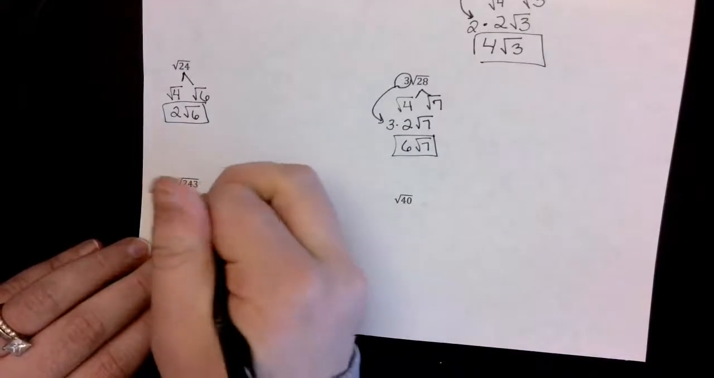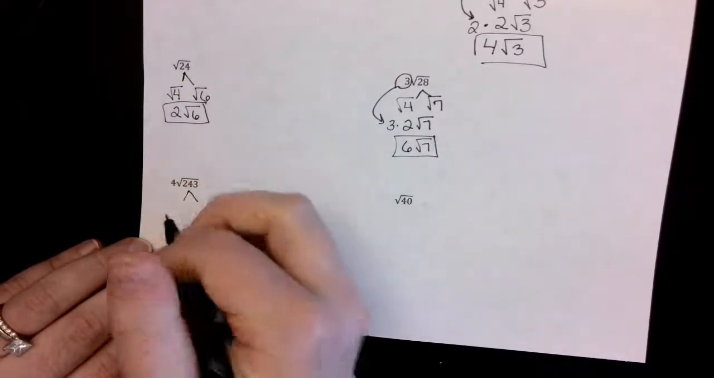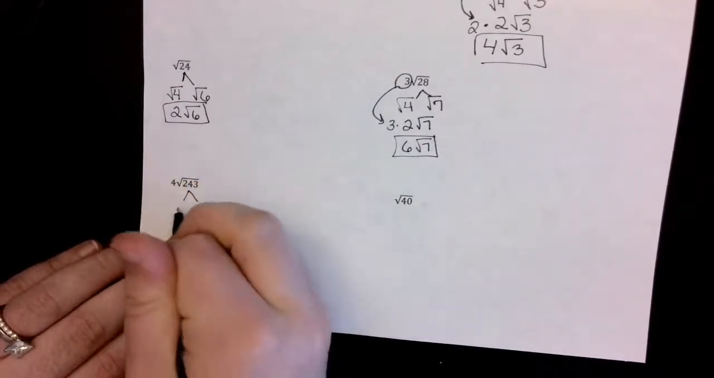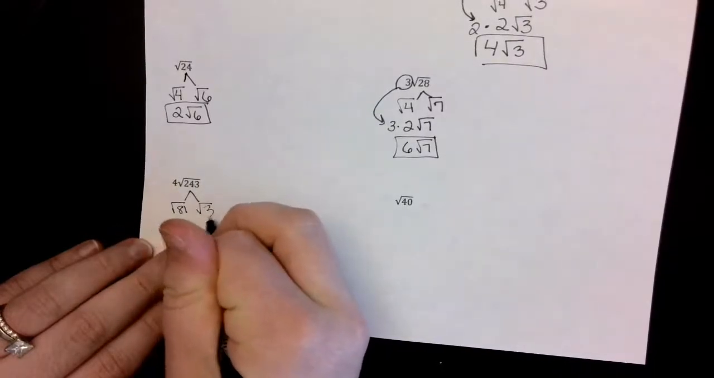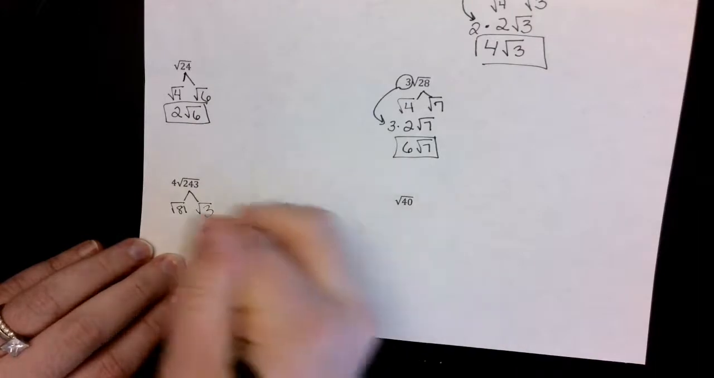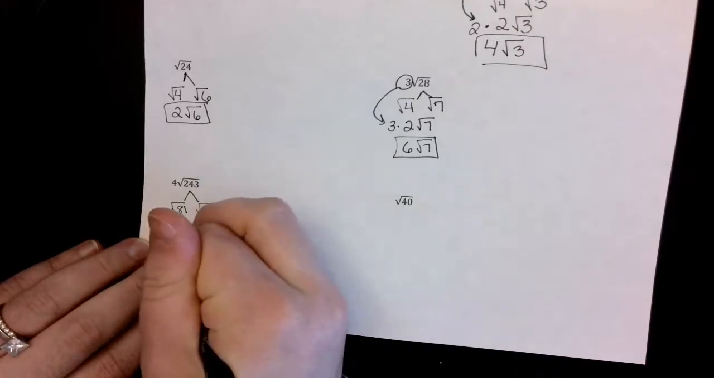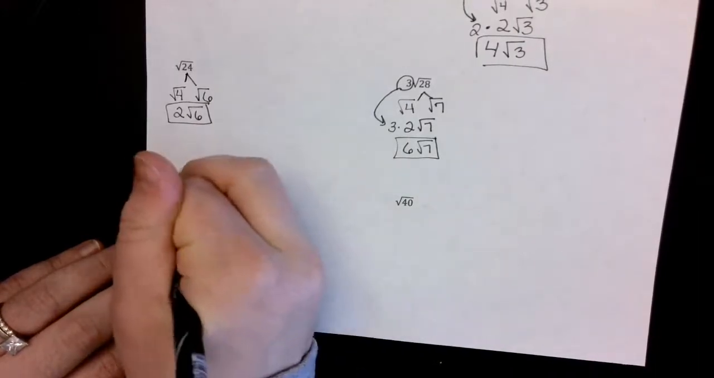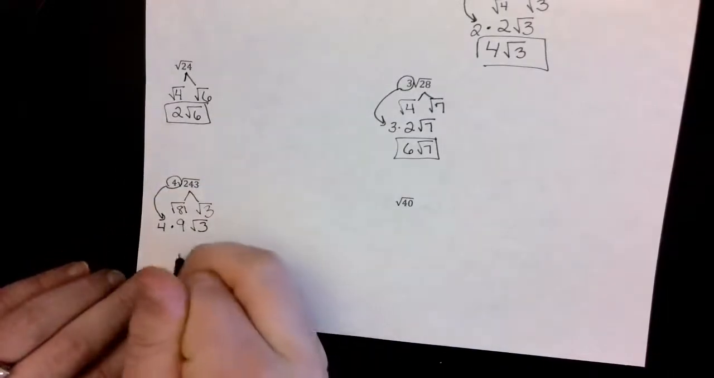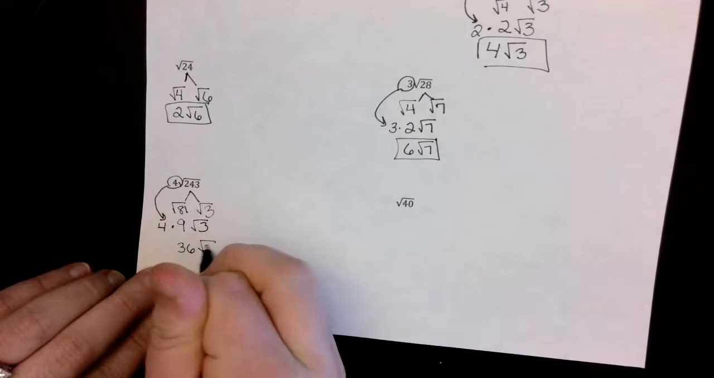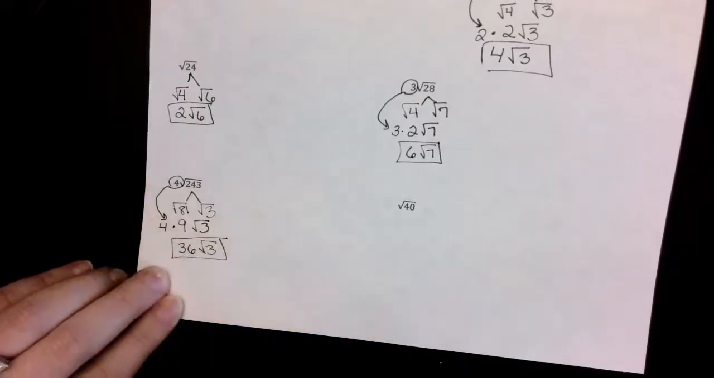Okay. The biggest perfect square that goes into 243 is 81. And I times it by 3. Square root of 81 is 9. Bring that 4 to the front. 36 square root of 3 is your simplified answer.